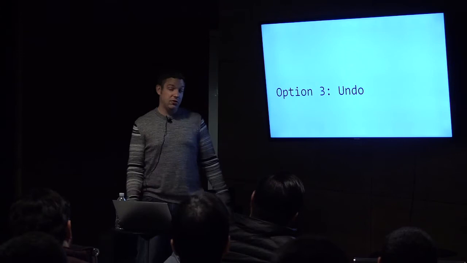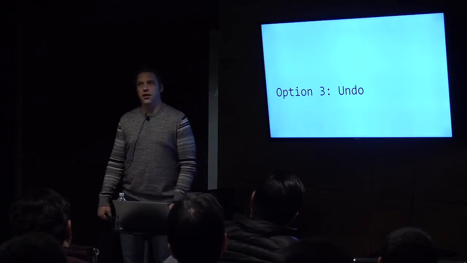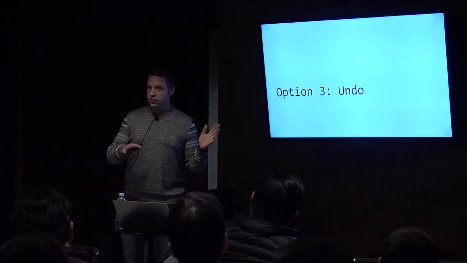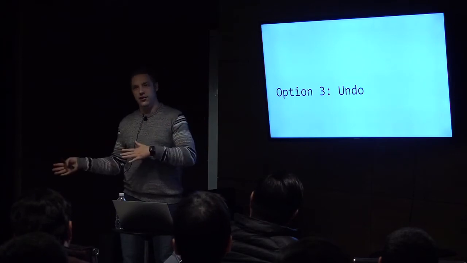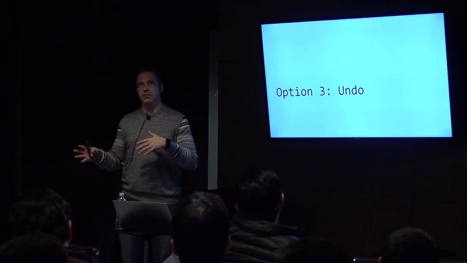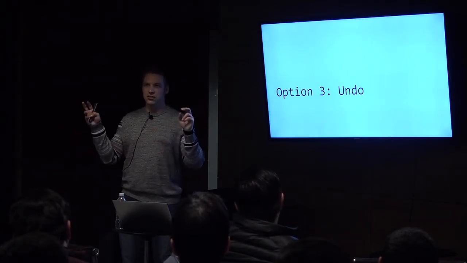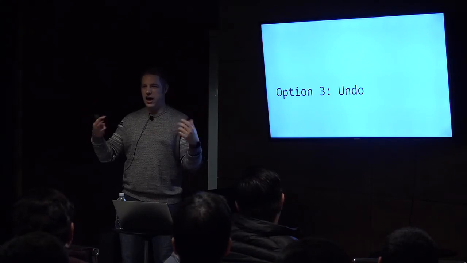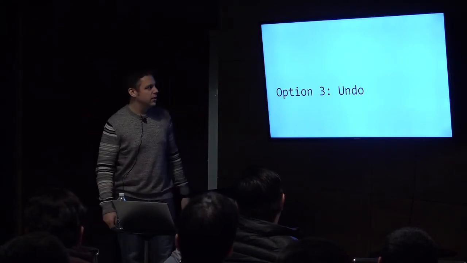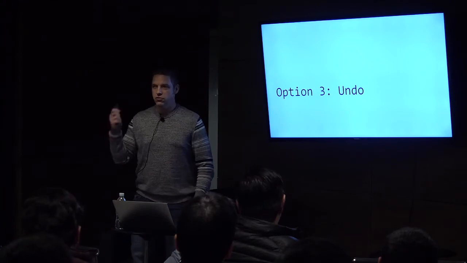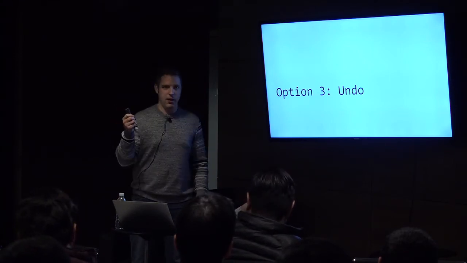Okay, so option 3, undo. Retry is easy to Google for, undo is hard. Because with undo, you have to think about what is the natural undo for that operation, whatever that thing is. So what does it mean to undo a Stripe payment?